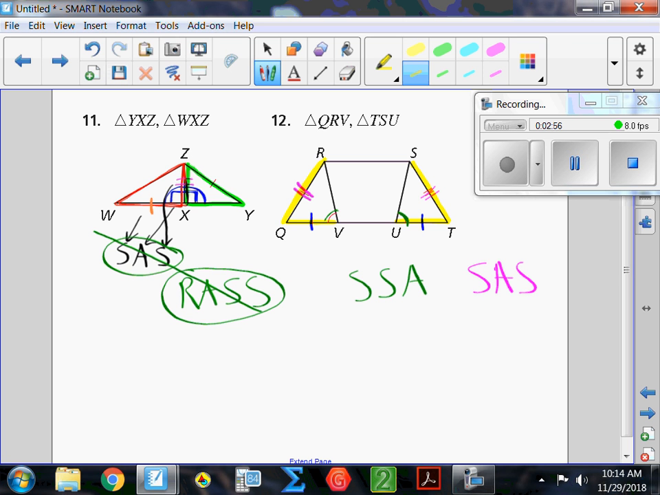In order for this to be side angle side, I have to have angles Q and T. I don't have angles Q and T. I don't have two sides and the included angle. I have two sides and then an angle next to them. So the answer to this question is I don't have enough information for side angle side, and it's a reminder that side side angle doesn't work anytime unless it's a right angle.